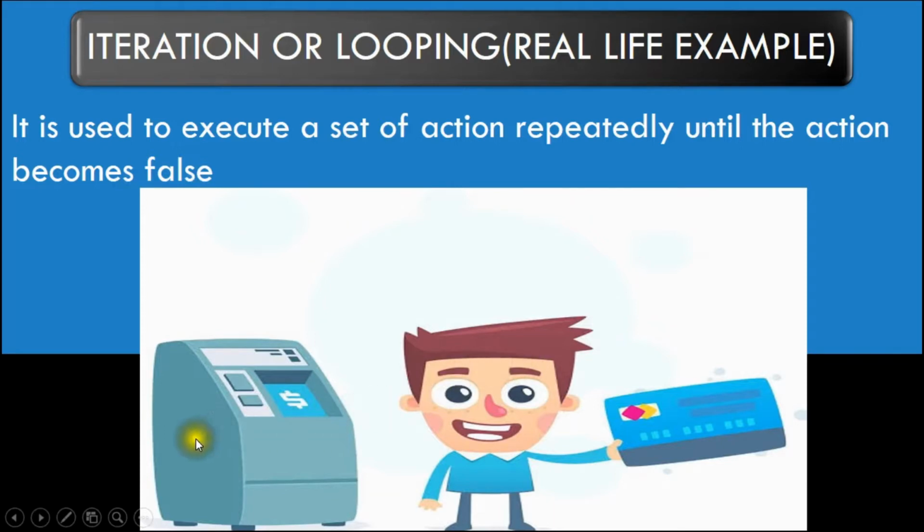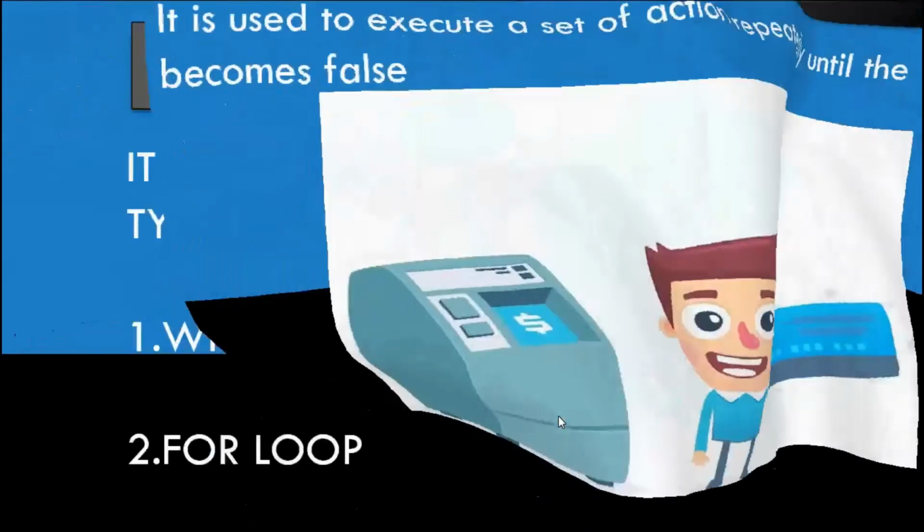Suppose you have money in your account, you will collect amount from an ATM machine repeatedly. If there is no money, you will not collect amount. Here, money in your account is the true part. Without money is the false part. The true part will be continued repeatedly until the false part occurs. So it is an example for iteration or looping.